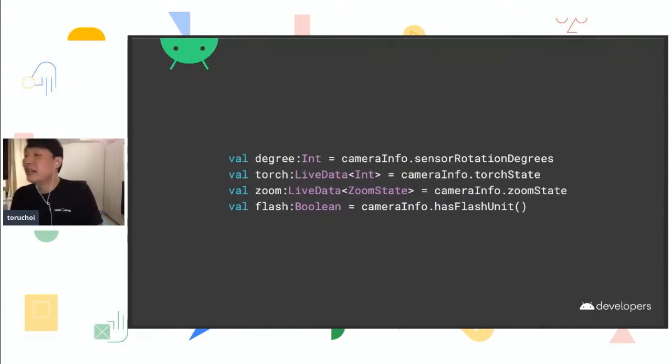In the same way, we can also derive some values from camera info. Using camera info, sensor rotations or state or torch states, which contains two statuses, enabled and disabled, or on and off. I mean, zoom state returns live data, zoom state of live data, but zoom state is also kind of data structure. It only has the zoom state inside. I mean, it contains some float. Or we can check whether this camera is available on a flash or not.